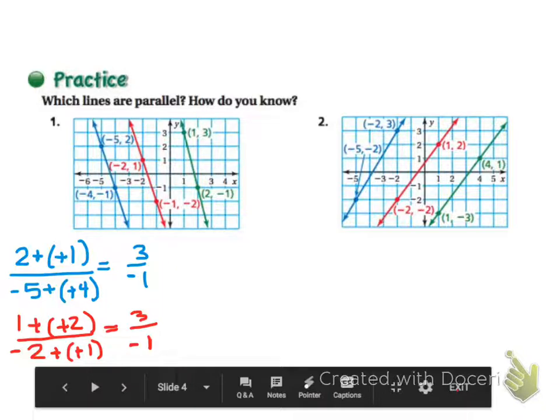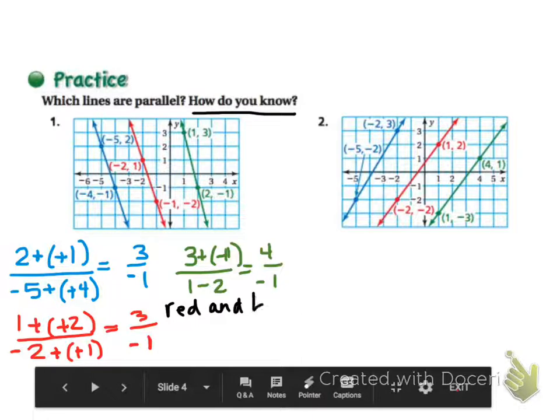So I would calculate the slope of the green line. 3 minus negative 1, and put that over 1 minus 2. 3 minus a negative 1 is 4. 1 minus 2 is negative 1, so you can see that it is not. So how I would summarize this and what you need to say, because it says, how do you know? You would say red and blue are parallel because they have the same slope.